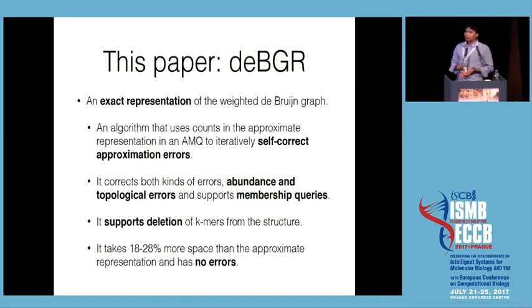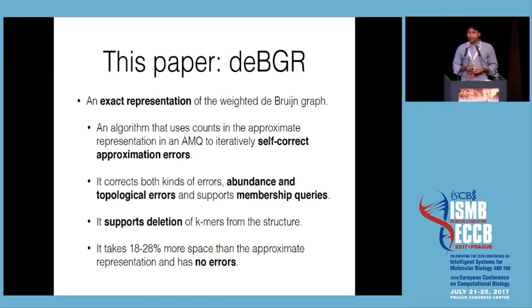In this paper, we're going to show you that debugger is an exact representation of the weighted de Bruijn graph. We have an algorithm that uses the counts in the approximate representation to fix all the approximation errors iteratively. It corrects both kinds of errors, abundance errors and topological errors. At the same time, we support queries for arbitrary k-mers. The underlying data structure also supports deletions of k-mers, which can be really useful for many downstream data analysis jobs. Compared to the state-of-the-art approximate representation of the weighted de Bruijn graph, debugger only takes 18 to 28% more space, and it has no empirical errors.